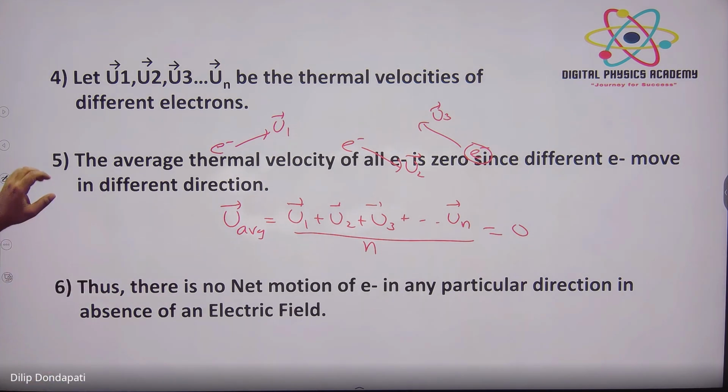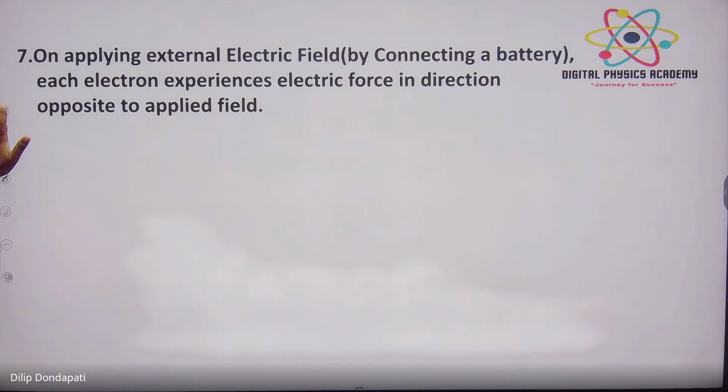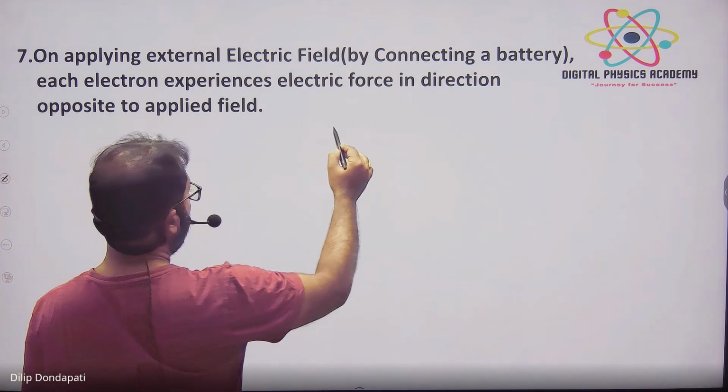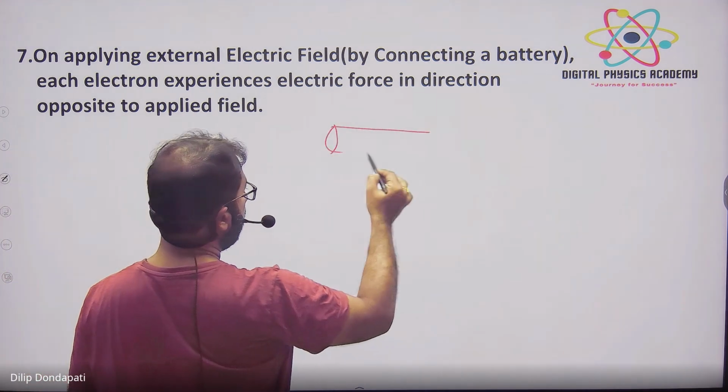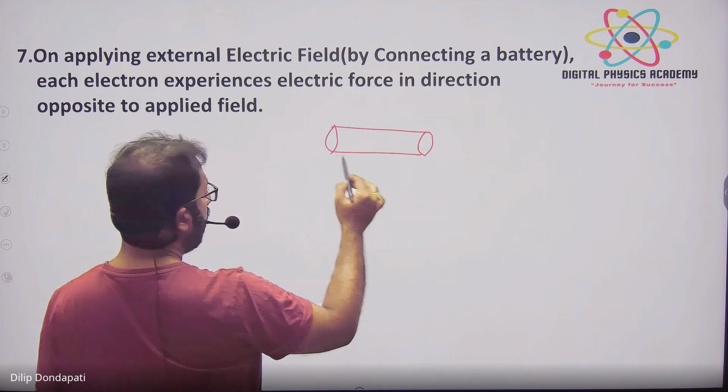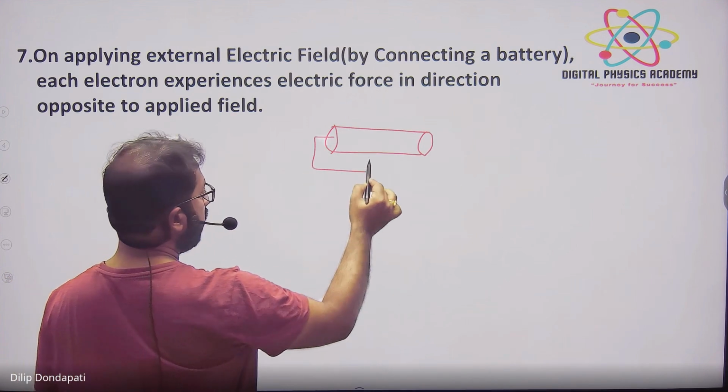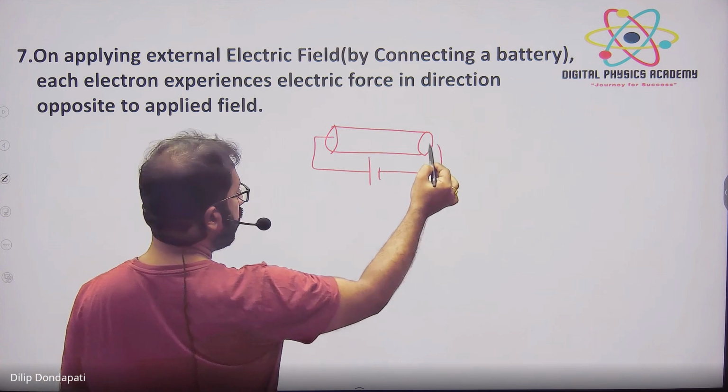Okay, now what will I do? Now applying an external electric field by connecting a battery. Okay, now I took a conductor. Initially I had not connected it, now I connected it with a battery. When you connect it with a battery, there is a potential difference.